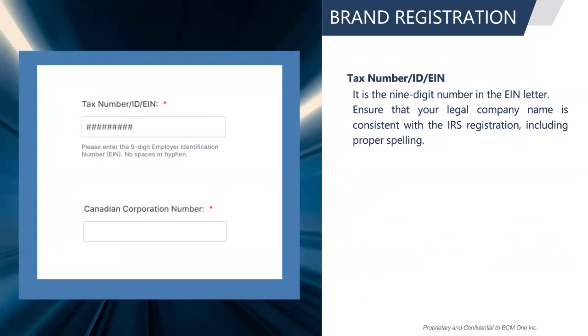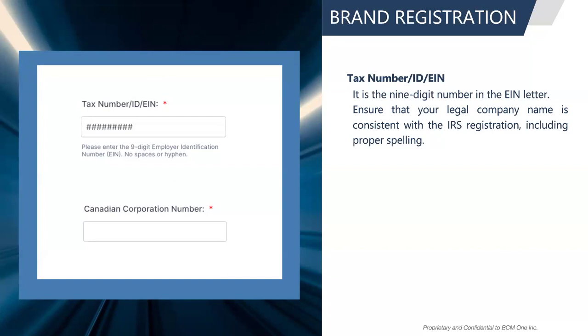So the tax ID or the EIN is used in conjunction with the company's name, address, and other information to ensure that TCR performs a background investigation on the correct company. So it is a 9-digit number in the EIN letter. So you must verify the details in the EIN letter that was sent to your customer by the IRS.